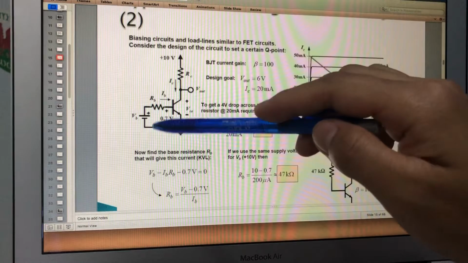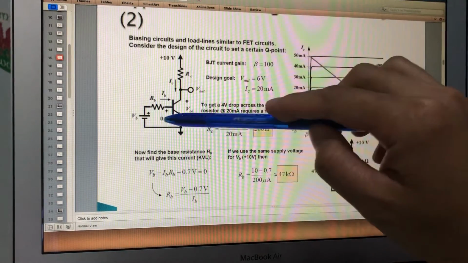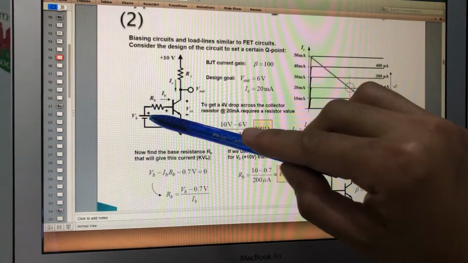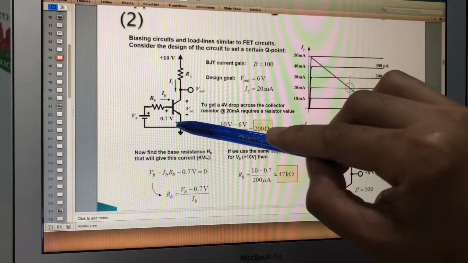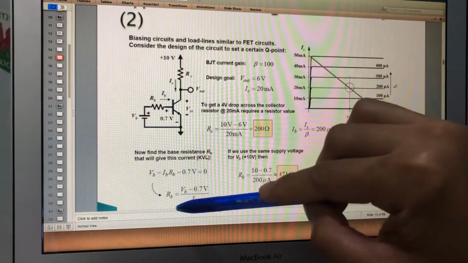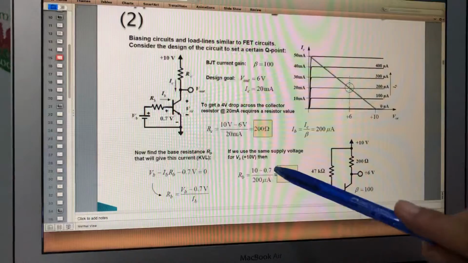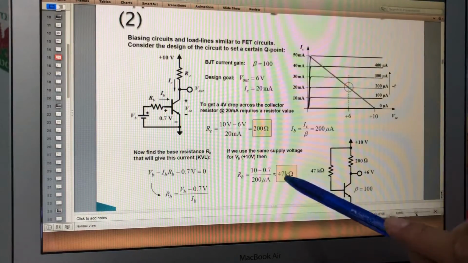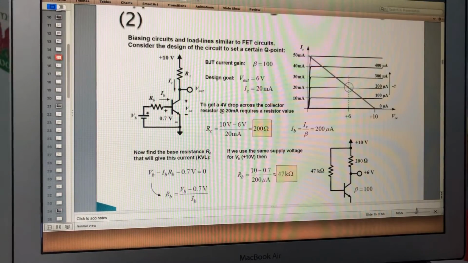So for this RB, apply Kirchhoff's voltage law across this loop. It's VB minus RB times IB minus 0.7 equals 0. This is one loop. You rearrange this equation and you get RB equals VB minus 0.7 over IB. Therefore, RB equals 47 kilo ohms. This one, in the yellow box here, is our design value.